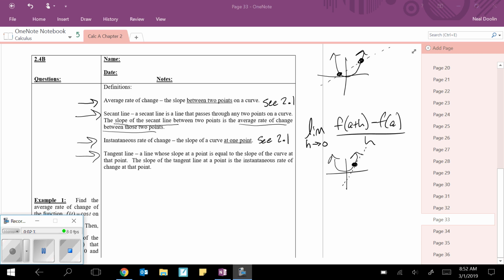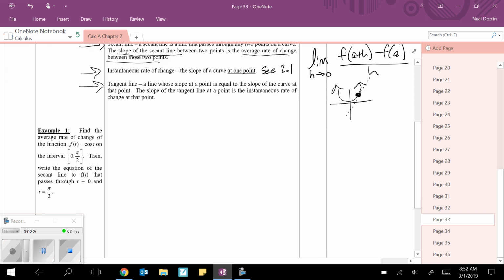And the most important thing is that the slope of this tangent line matches the slope of the function that it's being put on at a single point instead of across 2 points like we talked about with the secant line. So our first couple examples here are reviewing these rates of change, and then we're going to bring in these new types of lines.